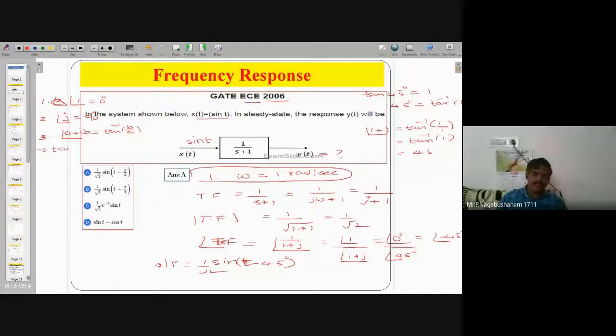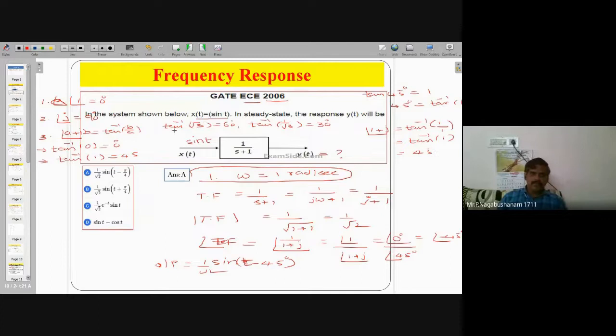Next, we should know what tan inverse is. Only 3, 4 values. Tan inverse 0 is 0 degree, which we have to learn from 10th class. Tan inverse 1 is 45 degree by default. Next, tan inverse root 3 is 60 degree. Tan inverse 1 by root 3 is 30 degree. These are the 4 values.